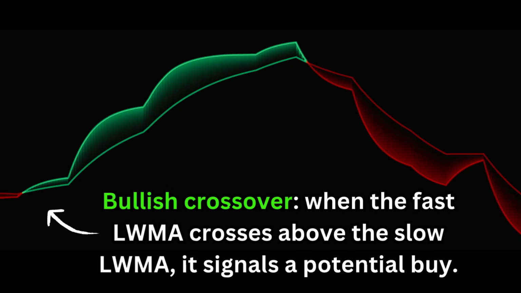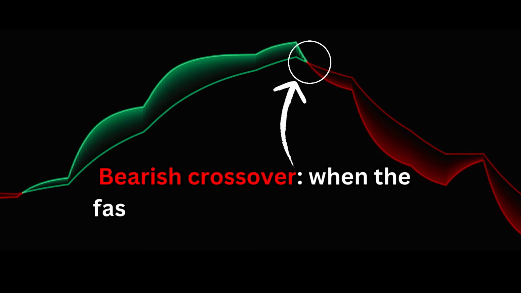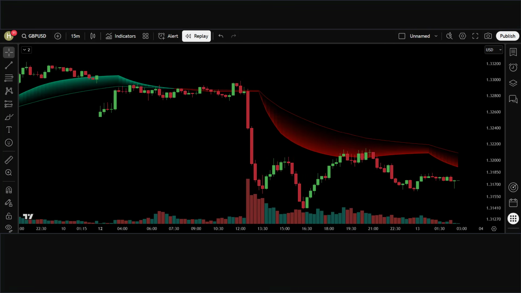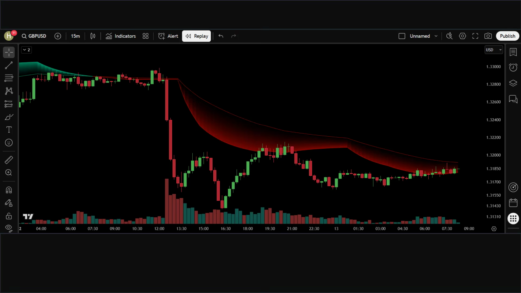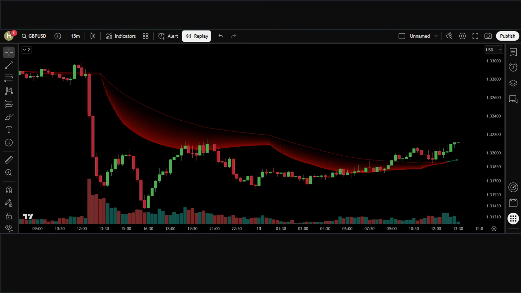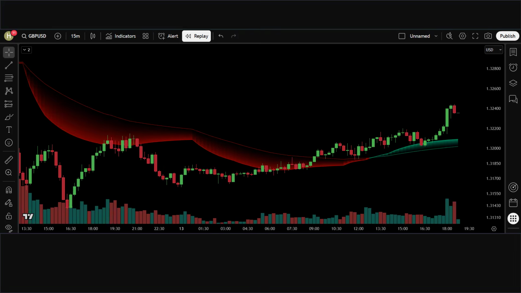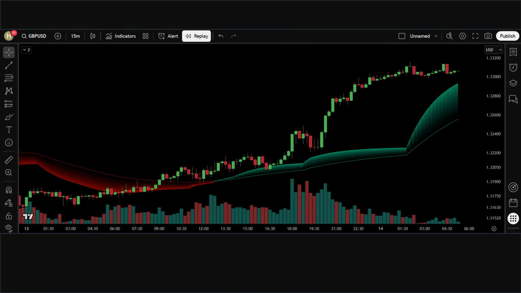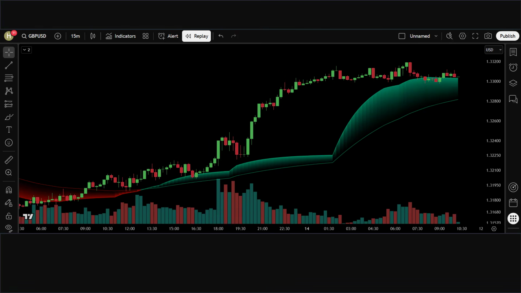Bullish crossover: when the fast LWMA crosses above the slow LWMA, it signals a potential buy. Bearish crossover: when the fast LWMA crosses below the slow LWMA, it suggests a sell or short opportunity. LWMA crossovers help filter out noise and highlight stronger moves by focusing on liquidity. You can adjust the LWMA periods to match your trading style, and even combine them with indicators like RSI or MACD for confirmation.